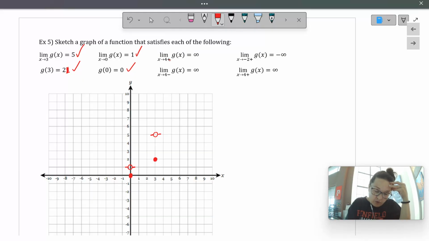As x approaches 4 from the right, g of x goes to positive infinity. Okay. Anytime a limit goes to positive or negative infinity as x approaches a number, that means I've got a vertical asymptote there. So from the right of 4, I am going up along that vertical asymptote. And coming at 4 from the left, I also need to go up. So this must connect like that.